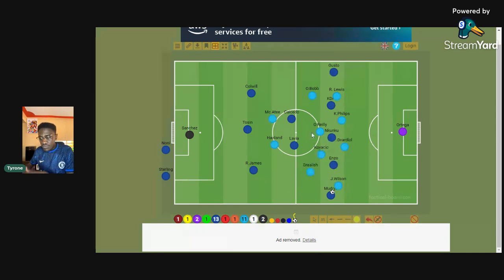Now, because Fernandez is supposed to occupy this position here and he was leaving, Chelsea were easily matched by Manchester City 4v4 at the back. 4v4 at the back. Now, let's look at the left-hand side. At the left-hand side, it was also quite interesting, because when Colwill was moving to play the ball towards Gusto, we noticed another thing.